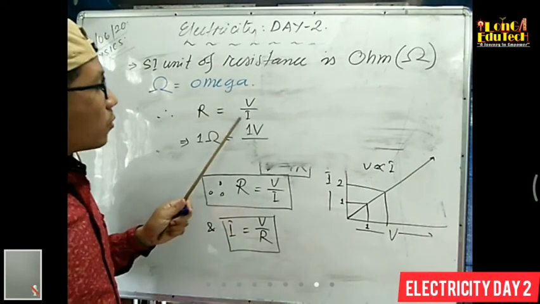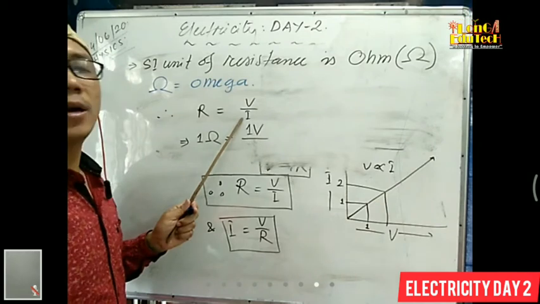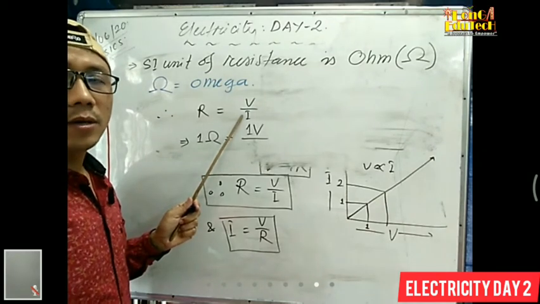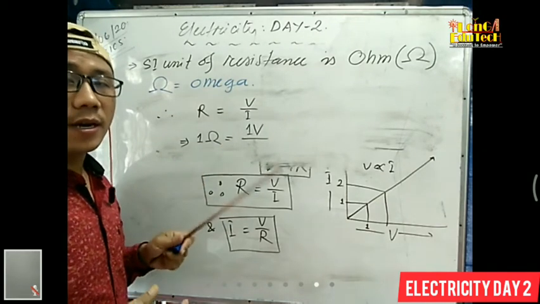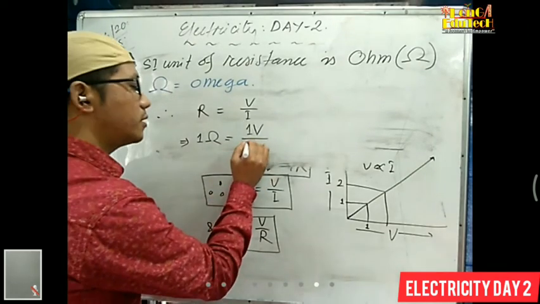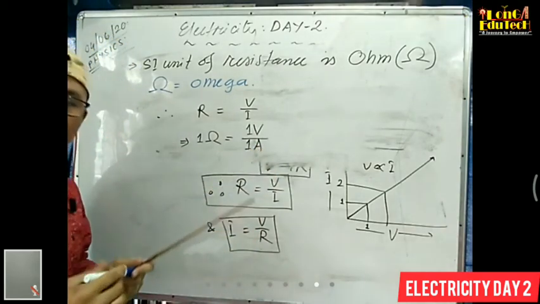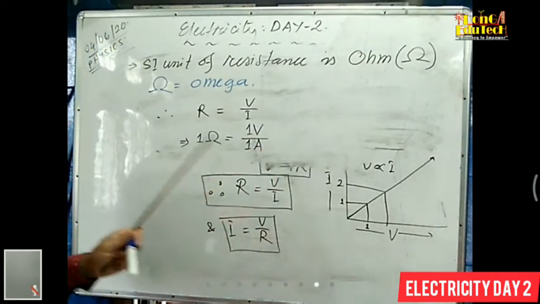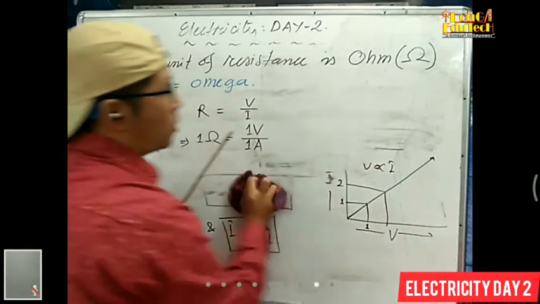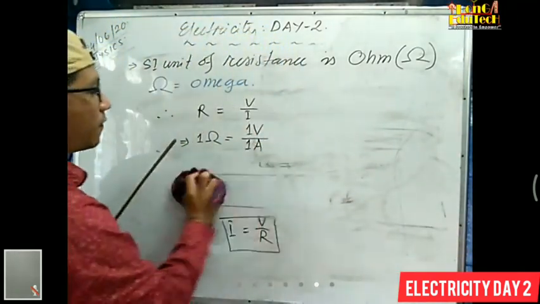And then what about the current? What is the SI unit of current? The SI unit of current is ampere. We already discussed and defined what ampere is. SI unit of current is ampere, which we take here as 1 A. Ampere is denoted by A, and voltage is simply denoted by V. So from this point, we are going to define 1 ohm.